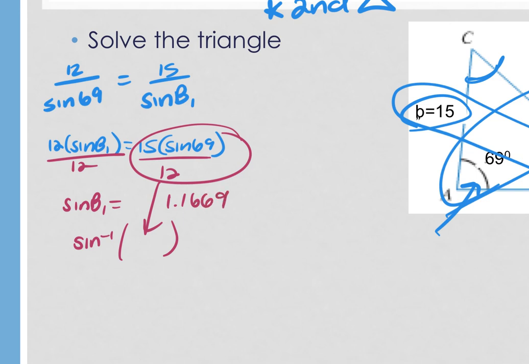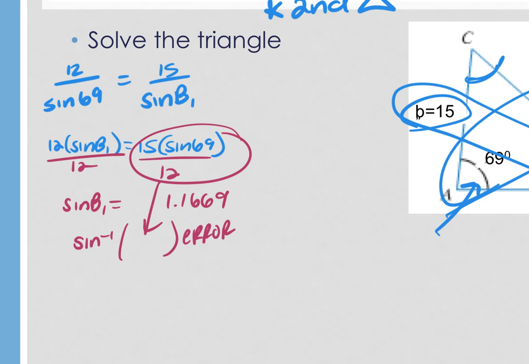1.1669. And if I sine inverse that, what do you get? An error. Why do you get an error? Sine is greater than 1. Can sine be bigger than 1? No, it can't be bigger than 1. Okay, you're basically saying the hypotenuse is smaller than the opposite side, which can't happen.